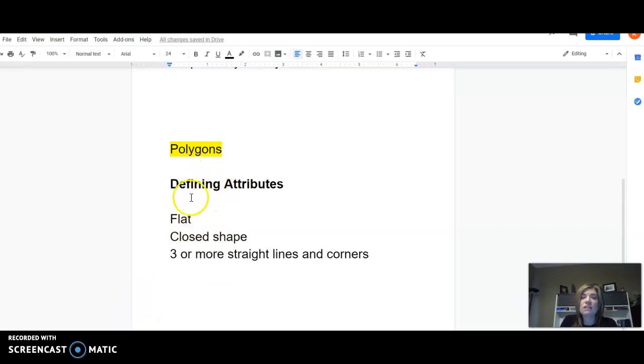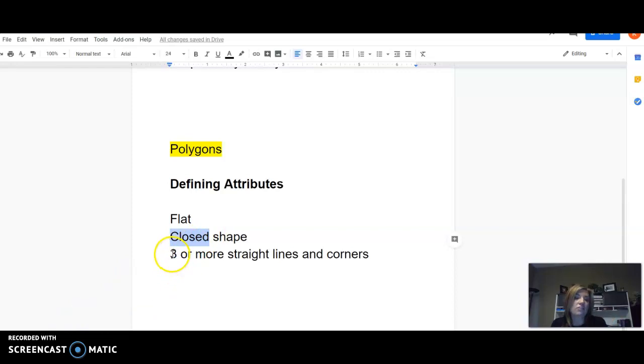Maybe you noticed that all of the polygons are flat. Maybe you noticed that polygons are closed. That means that there is no openings. We could think about the lines that are in those shapes as being like a fence. And we don't want to have any openings in that fence. We want to have it completely closed, no gaps.